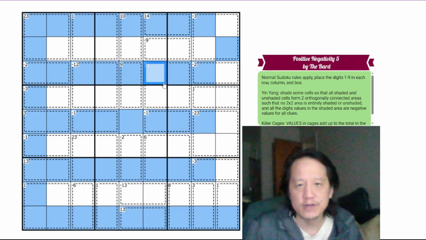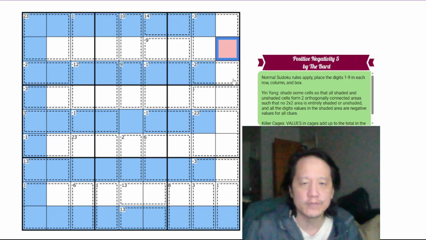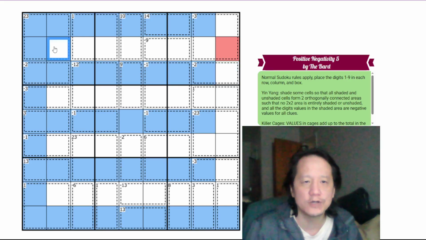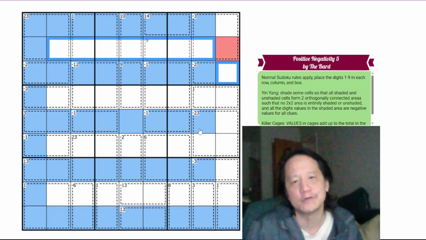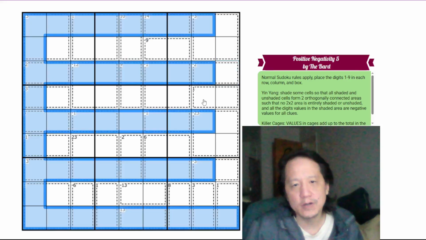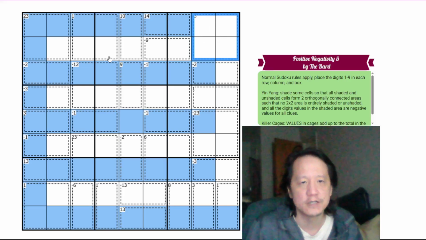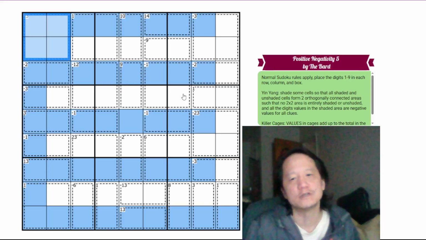This would not be a valid yin-yang shading, because, assuming this was shaded, to get from the unshaded region to any other cell in the unshaded region, if you try to go from here to here, you would have to either go through the shaded region or go through a corner, which is not allowed. Also, you cannot have this be a valid shading because you have a 2x2 area here, which is all unshaded. Similarly, you can't have this be a valid shading, even if this one is set, because you have a 2x2 area here, which is all shaded.